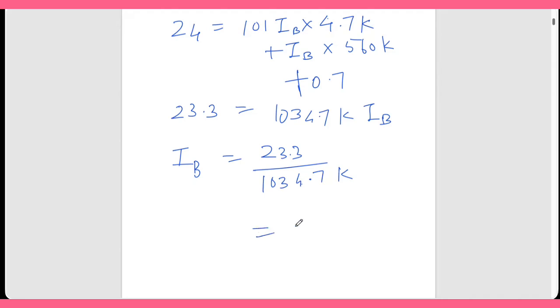How much is 23.3 by 1034.7? Sir, 0.0225, sir. K is there, so it is milliamp. So we are asked to find out what is IC. IC is 100 times IB. So it is 2.25 milliamp.